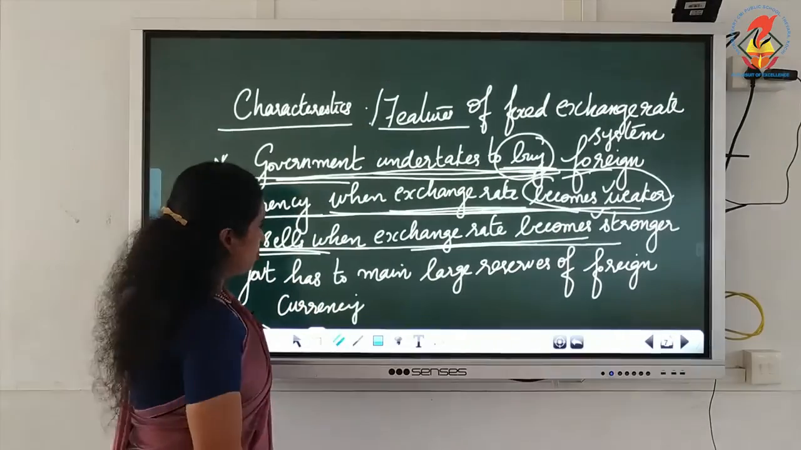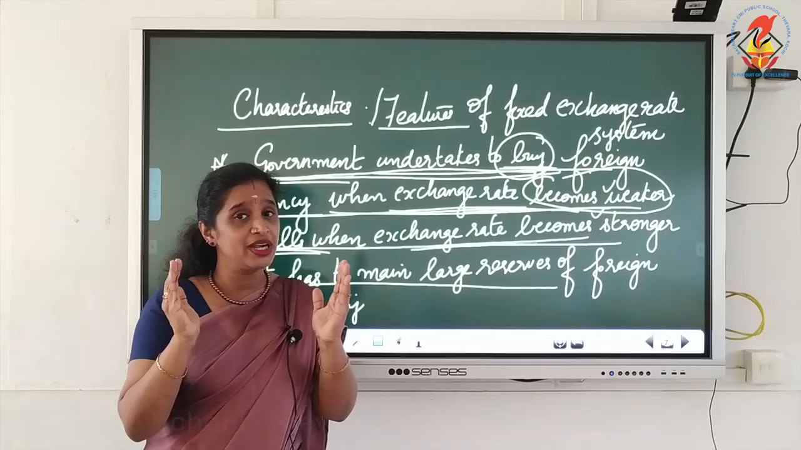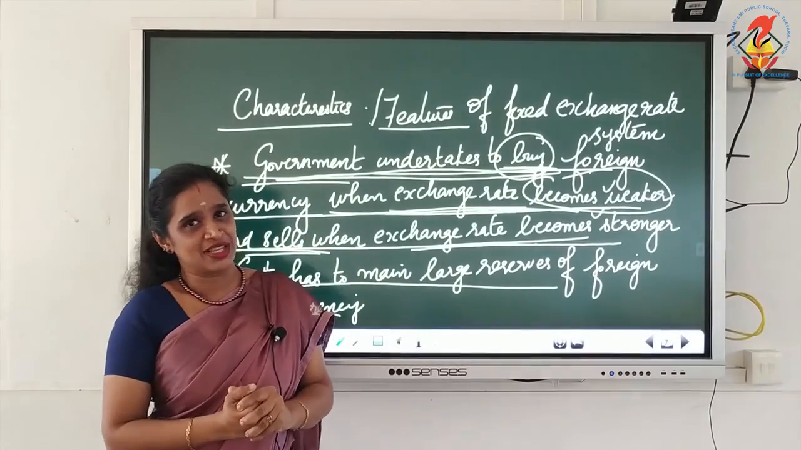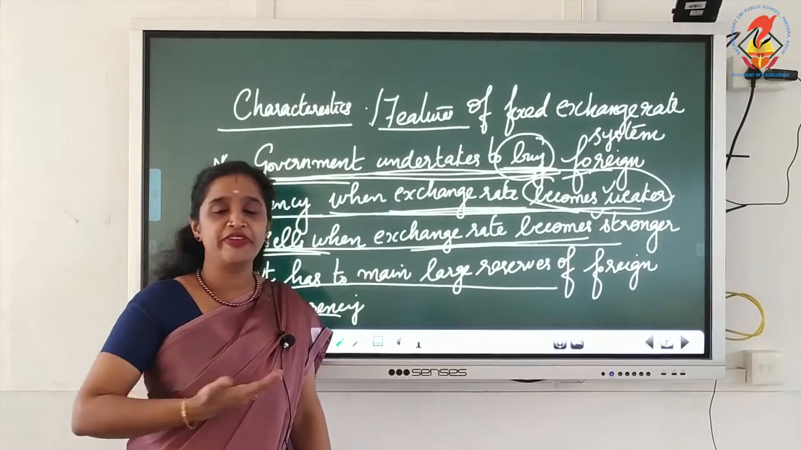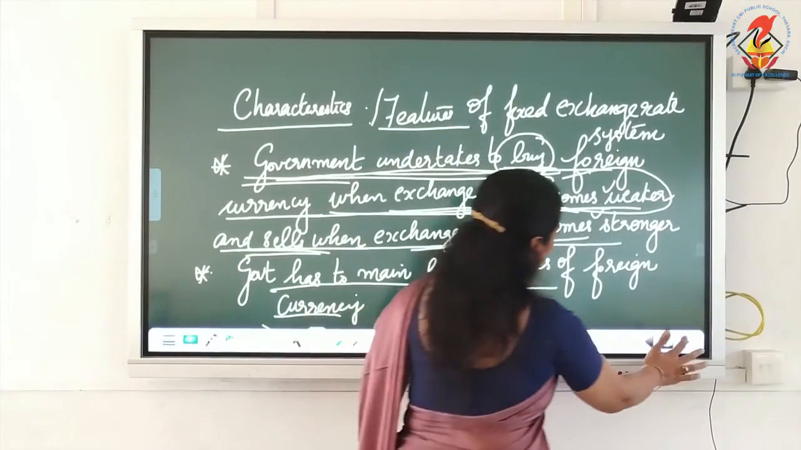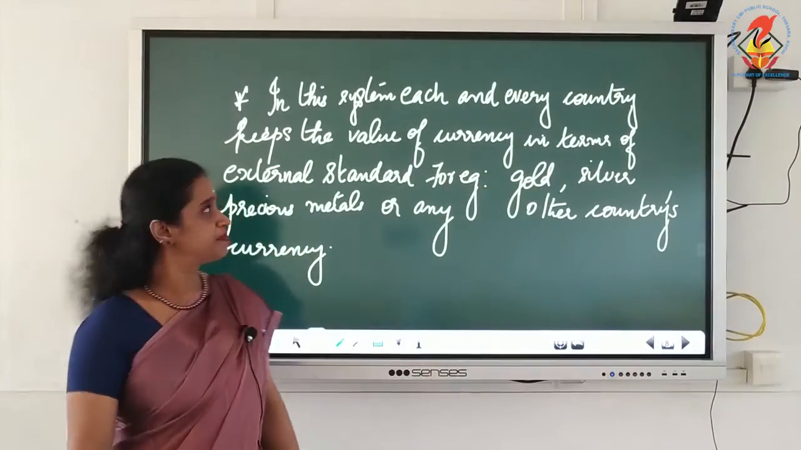Now point number 2, government has to maintain large reserves of foreign currency. So government is the only authority which fixes the exchange rate. Therefore, government has to maintain large reserves of foreign currency. That is why it is buying and selling the foreign exchange in the market whenever the situation becomes favorable for the government.